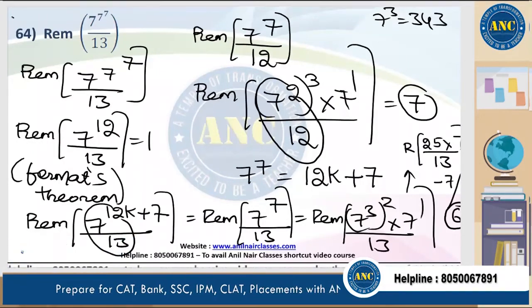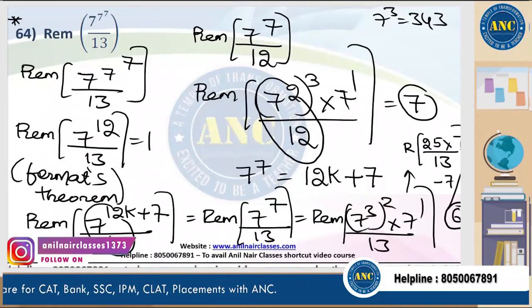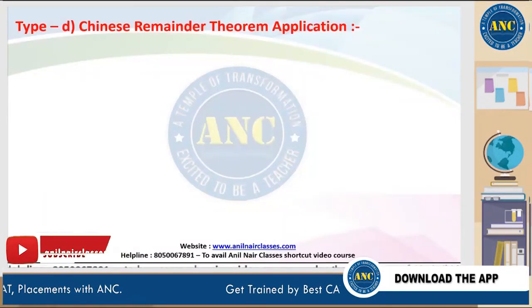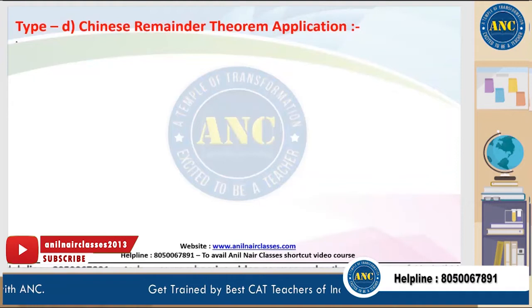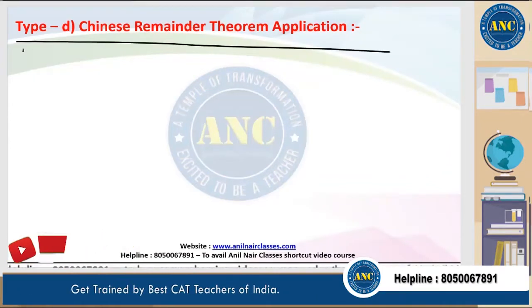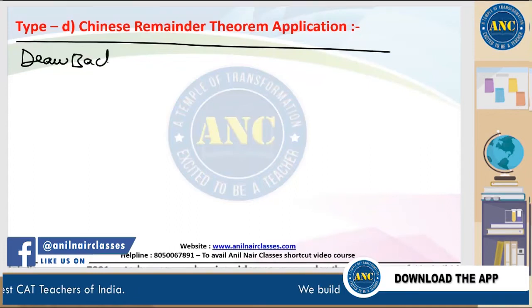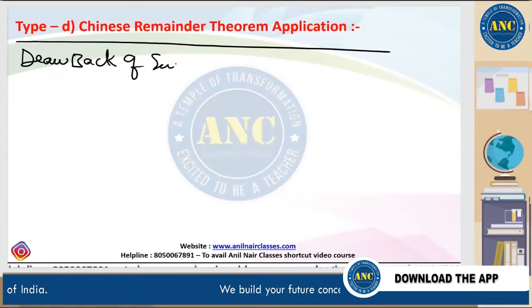This is a very good question. Next. Now, what is the drawback of Euler's theorem? Why are we discussing Chinese remainder theorem? Drawback of Euler's theorem.